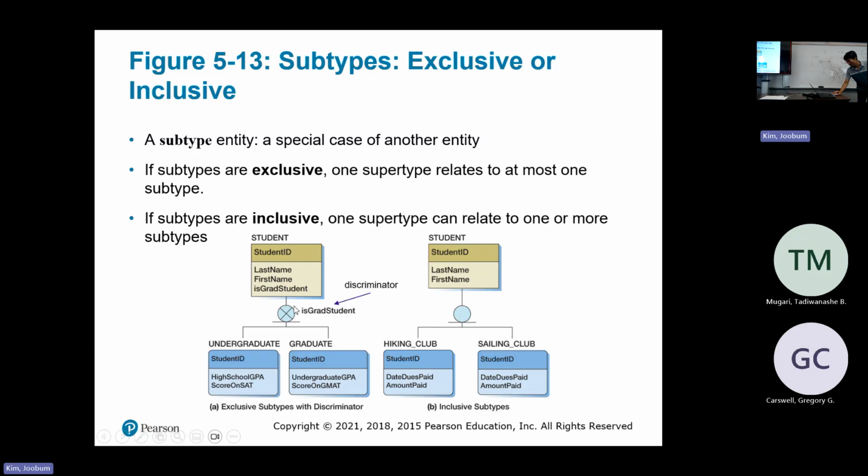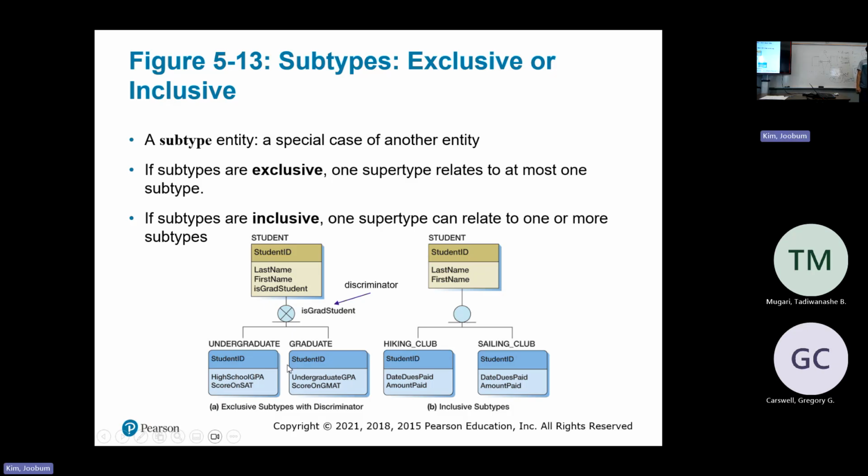So in that case, we add one attribute. It is called a discriminator. Using this discriminator, we divide into undergraduate and graduate. But still, they are students. Those are called the subtypes, undergraduate subtype and graduate subtype. Student ID is our student's identifier. We have to use the student's PK as the subtype PK, student ID.